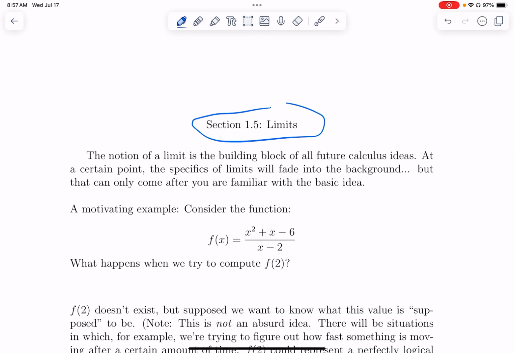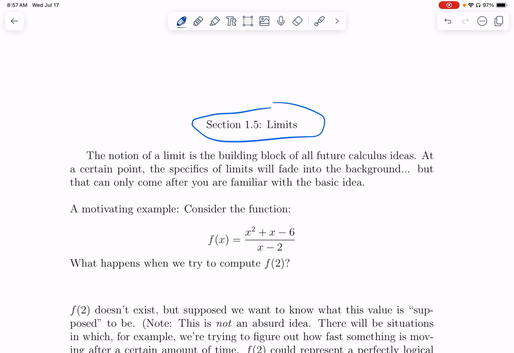Okay, this section is about limits, and it's a fairly long section, so I'm going to break this video up into several pieces. Limits are the building block of major calculus ideas, and at a certain point, we'll understand those calculus ideas well enough that we're not going to be speaking about limits directly as we apply calculus, but limits are doing work behind the scenes.